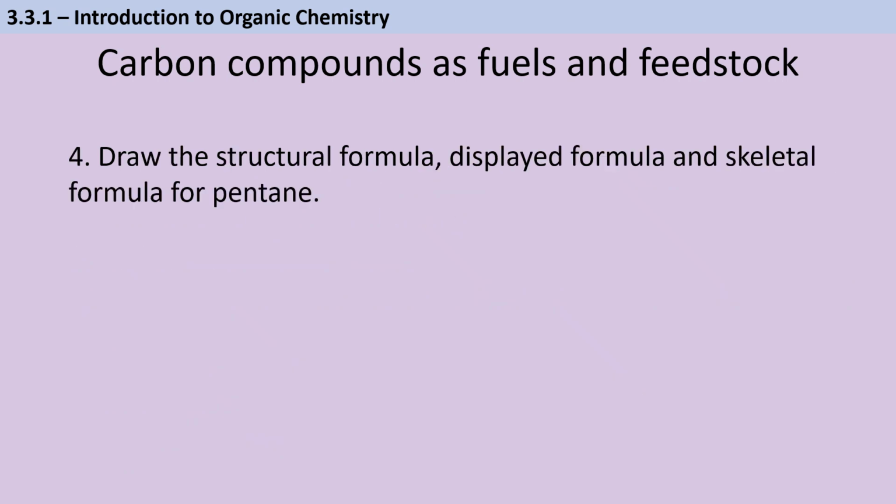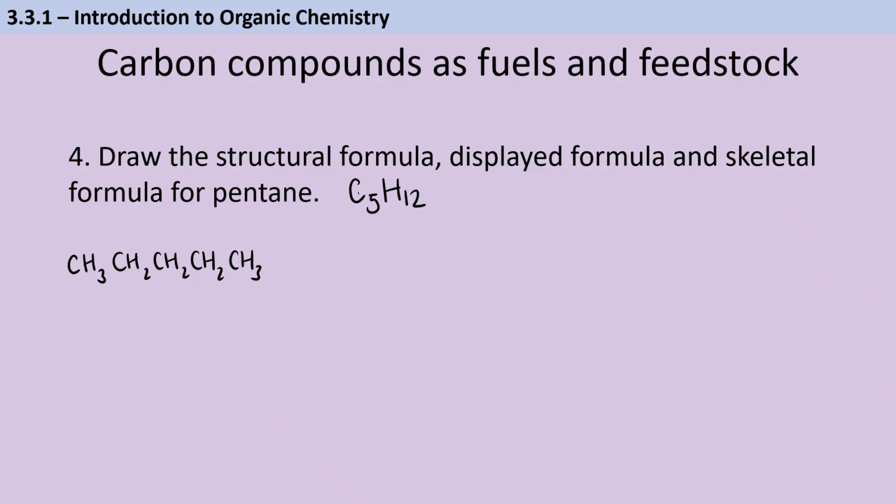Next, we think about structural formula, displayed formula, and skeletal formula. And here as an example, I've picked pentane, which is C5H12. So in the structural formula, we're taking that molecular formula and breaking it apart into sub-pieces so that we can see what's actually connected together. So here we would have CH3, CH2, CH2, CH2, CH3.